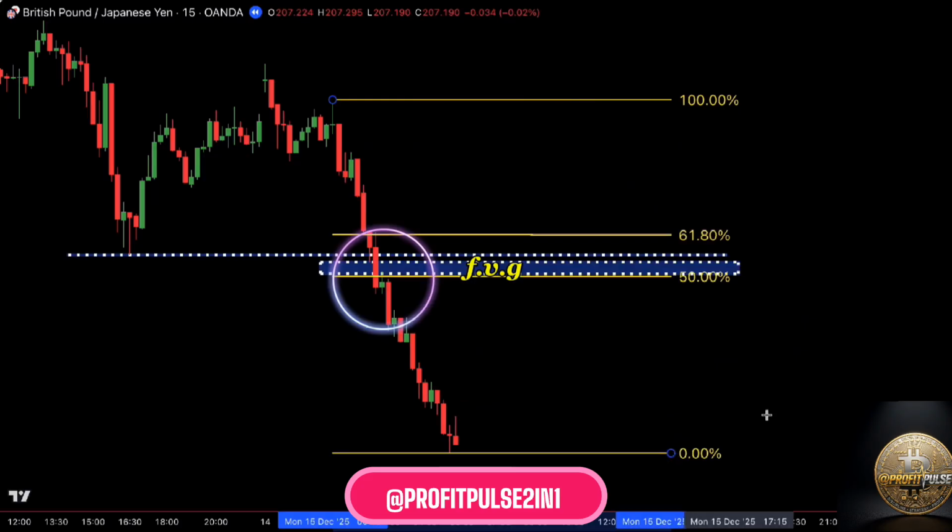Then we ask one simple question. Does the fair value gap align with the 50% or the 61.8% retracement level? If it does, we refer to it as a golden fair value gap. As you can see, in this example, the fair value gap aligns perfectly with the 61.8% Fibonacci level, giving us additional confluence. Now look at what happens next.